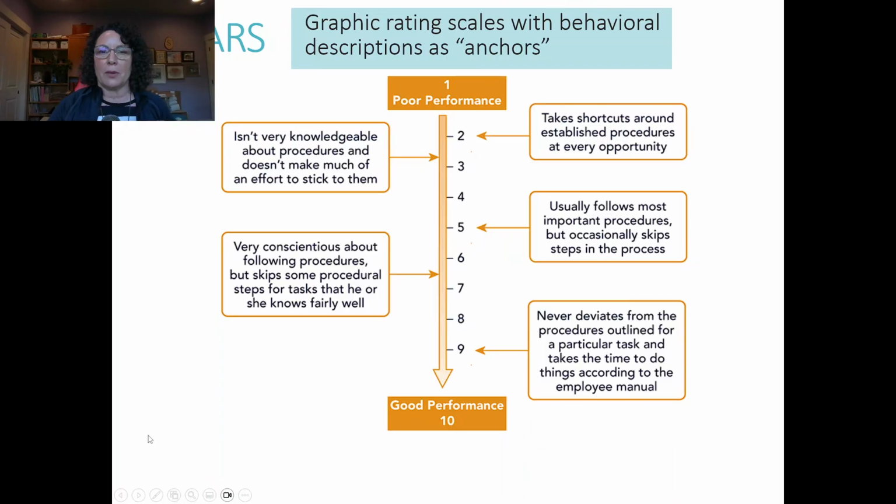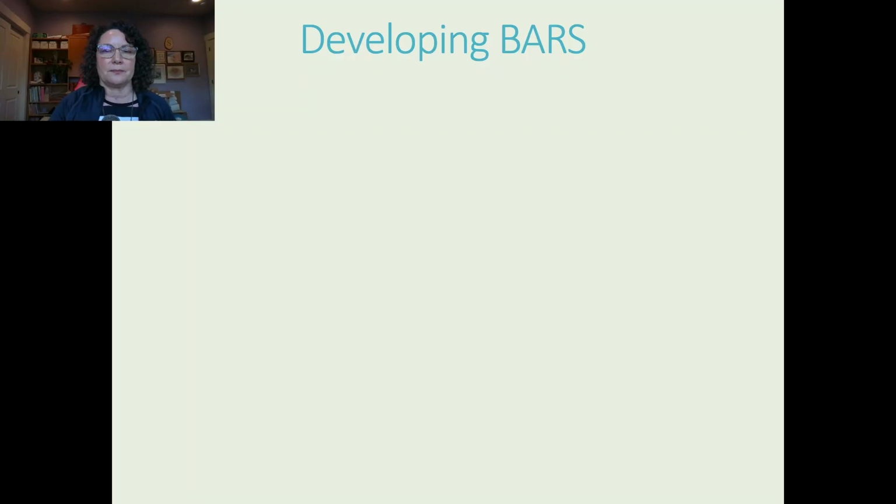So this is what we call BARS. It's still a graphic rating scale, but now you have like a picture, a description of what each of the numbers means on that scale. So as the rater, you can kind of read what it says and figure out what number you should assign. And so you see that, for example, you've got number 5 being usually follows most important procedures. 6.5 is very conscientious about following procedures. And you're like, I'm going to give him a 6. Sort of in between those two characteristics, whatever. Gives you a little bit more concrete information to make your decision.